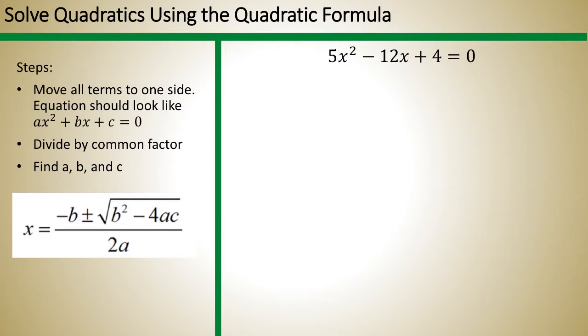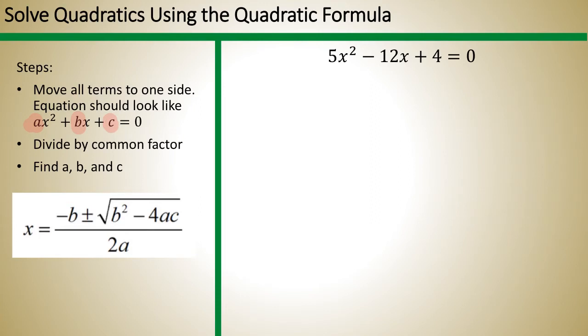The next step, we're going to divide by a common factor. You don't have to do this. You can still get the right answer if you don't do it, but it's going to make our numbers smaller. And then we're going to identify what a, b, and c are. So we're just looking for the coefficients of x squared, that's my a, whatever's in front of the x is my b, and whatever the number is, that is c.